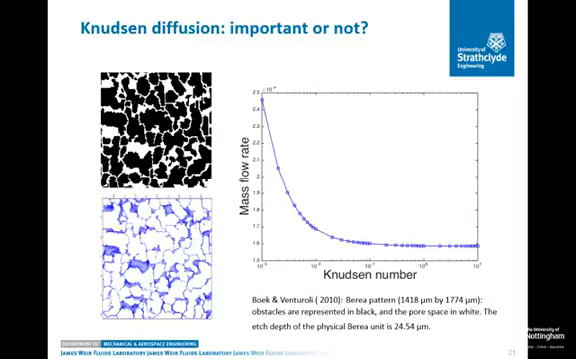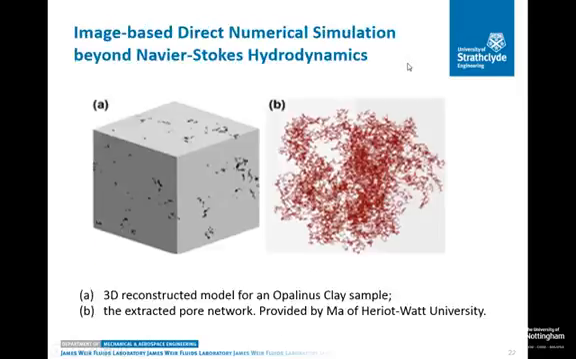What this line predicts, without considering Knudsen diffusion, for the mass flow rate is exactly the same. So the question is whether we really need to put in Knudsen diffusion correction for real porous media, as people have been doing, because this makes the correction really complicated. Is it sensible?